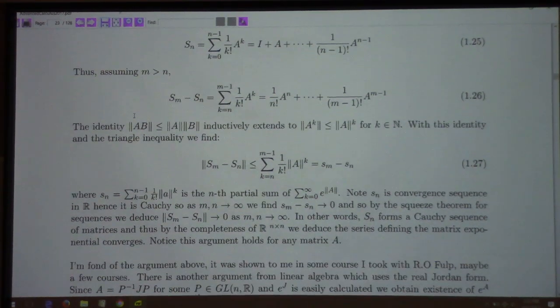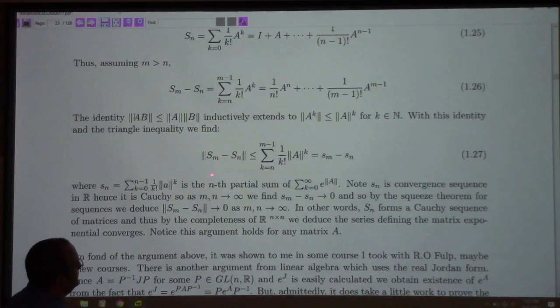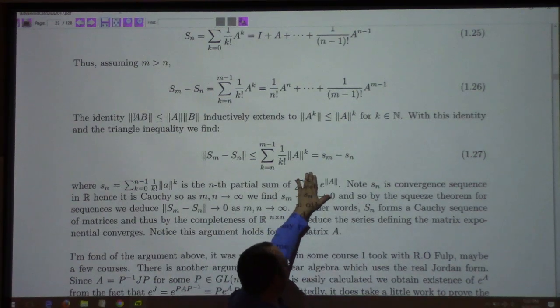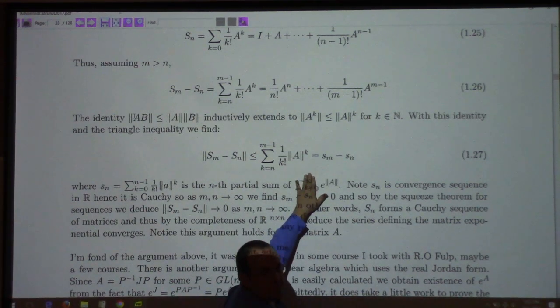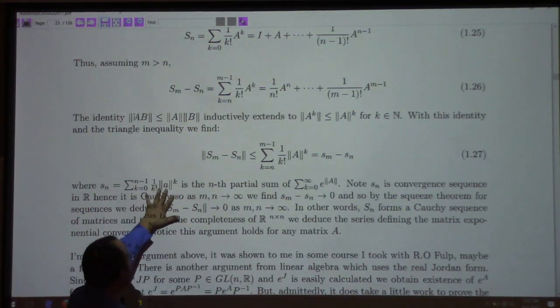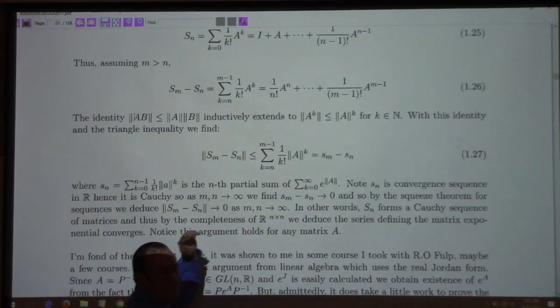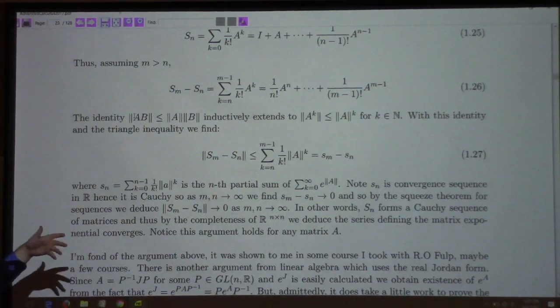Anyway, my point is that Sn is the nth partial sum of this thing. I mean, this is actually the nth partial sum of the exponential of the norm. I should just have e to the norm of A here, right? This would be the sum k equals 0 to infinity of this. Sorry about that. The point is that it exists because of calculus 2, it's an exponential of a norm, so it converges.